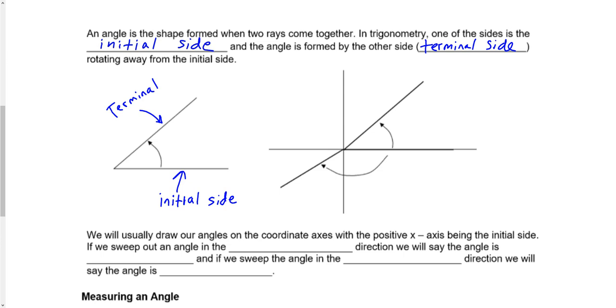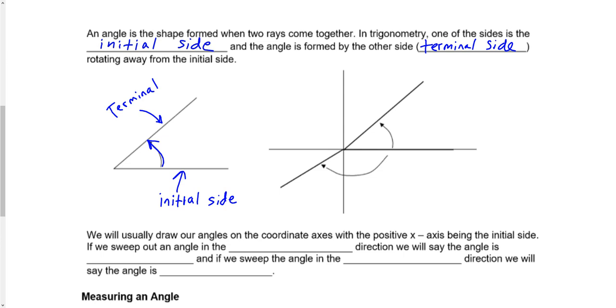Now you'll also notice the little curve that's on the inside. Whenever you draw an angle, you have to include that because you can actually swing your angle around in different directions. So this part right here is important because it also helps us determine what type of angle we're working with. When we go in certain directions, that gives us certain types of angles.